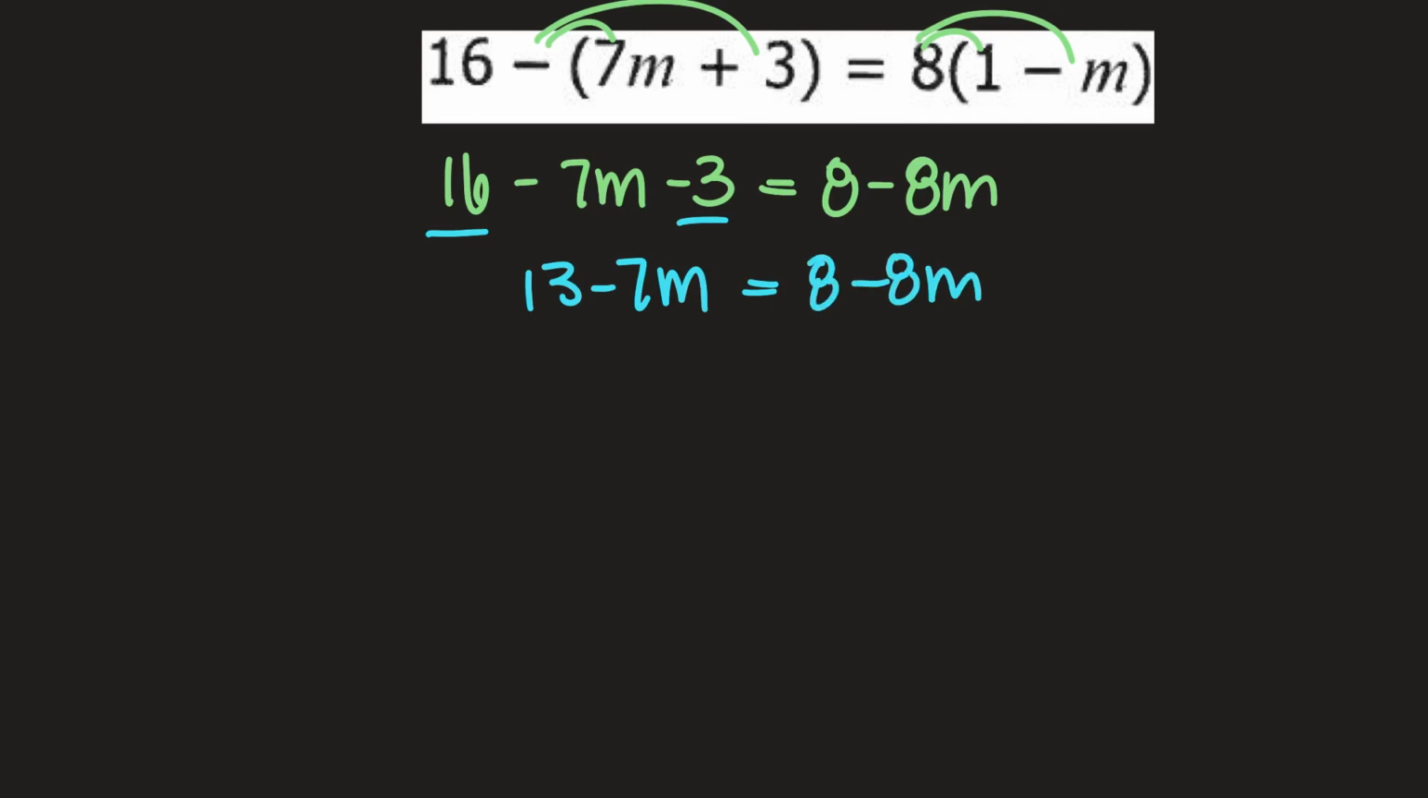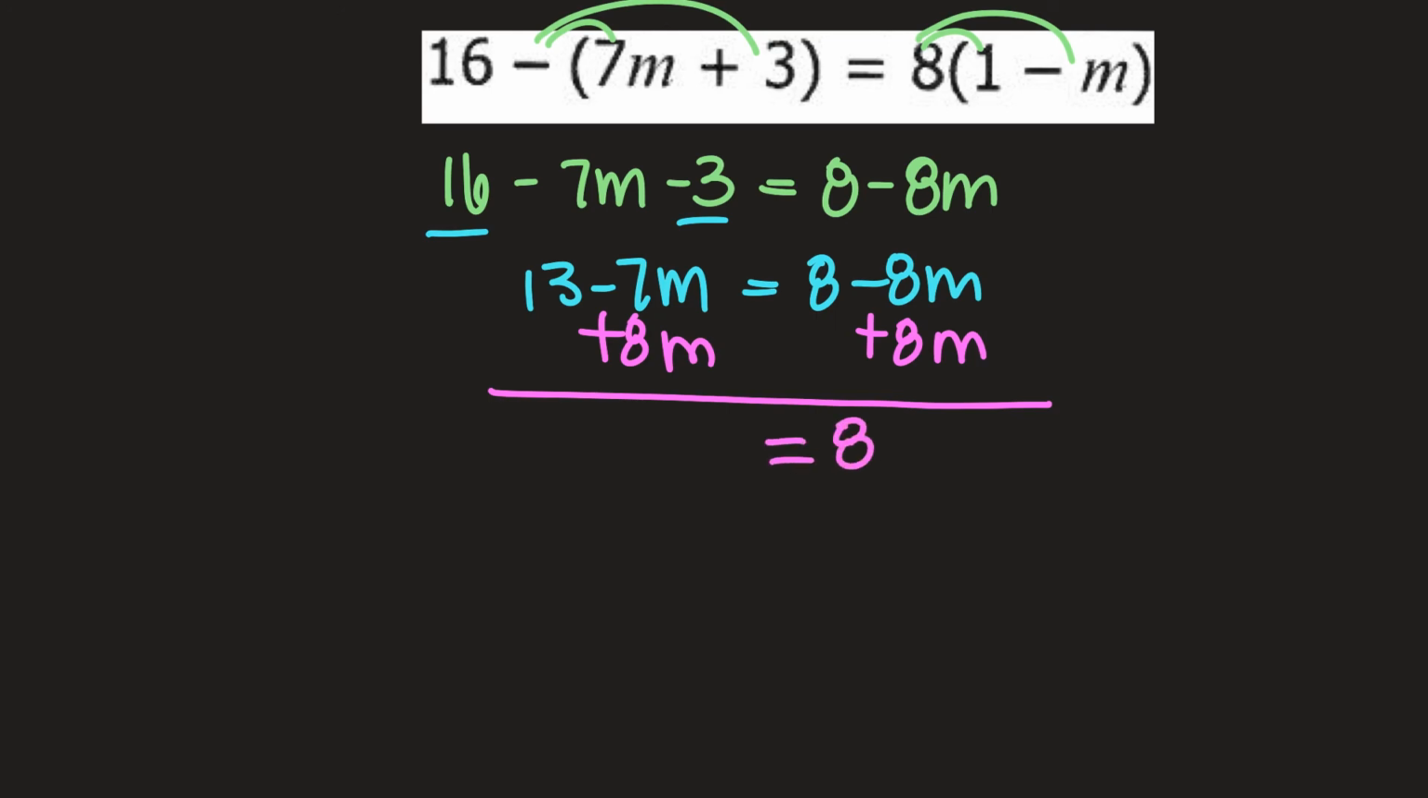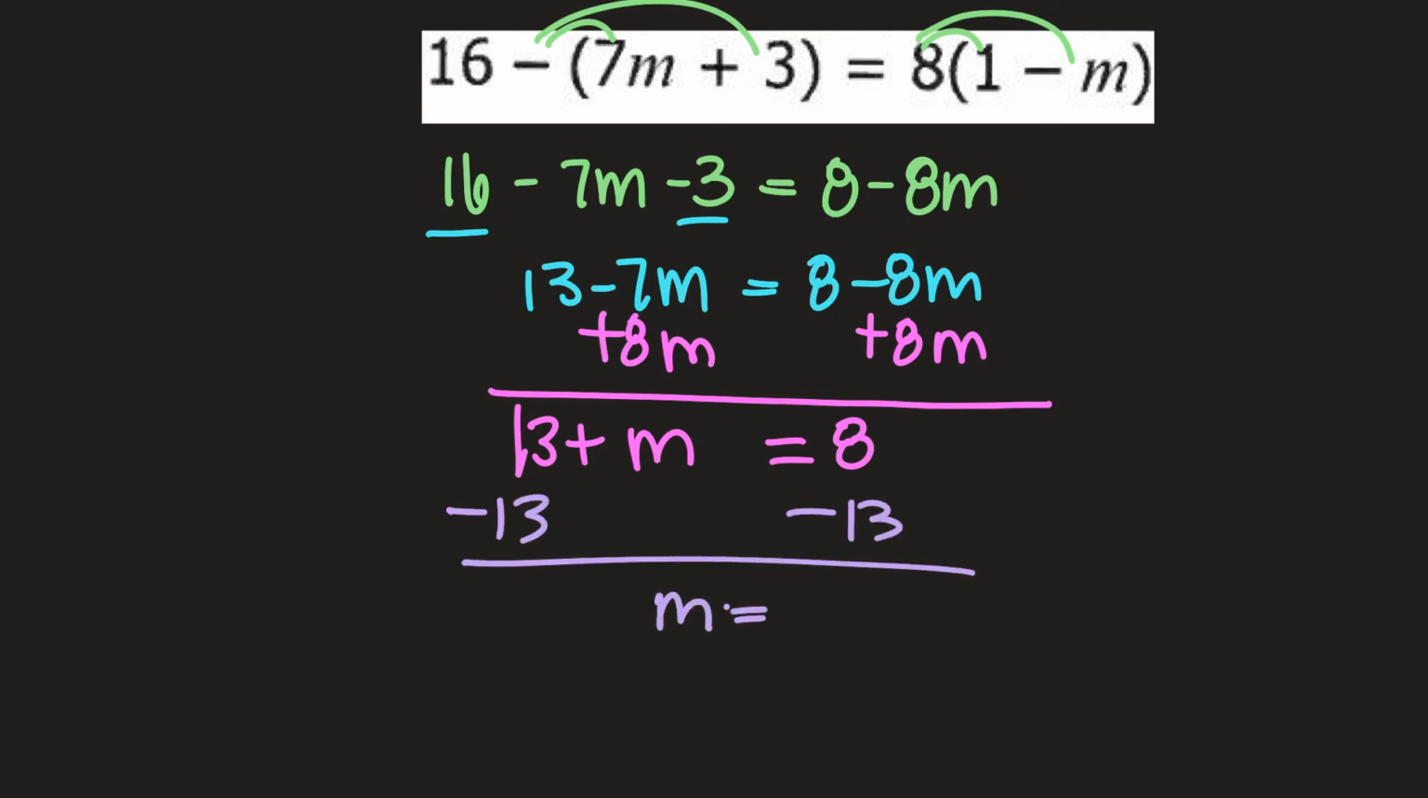So now we don't have like terms to combine, so we need to get my m's on one side and my constants on the other. So I'm going to choose to add 8m. Now, this is definitely not the only thing that you could have done, but it's one of the things you could do, right? So this goes to 0, and this will give me 8. 8m minus 7m is m, and then the 13 doesn't change, okay? So then to isolate m, I need to subtract 13 on both sides. And that gives me that m is equal to negative 5. Okay?